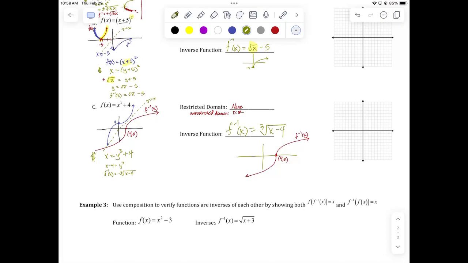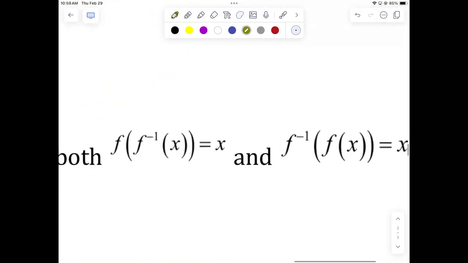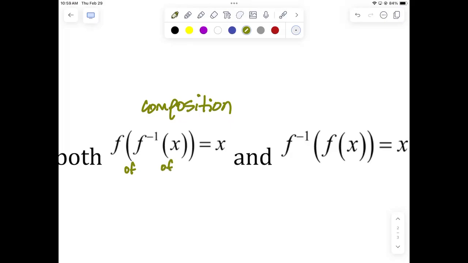All right, last example. Example 3. Y'all ready? Example 3. Because an inverse function undoes the work of the original function, what would happen when we apply two inverse functions back to back? That is, what if we compose them back to back? This is composition. How would you read this? You would read this as f of f inverse of x.